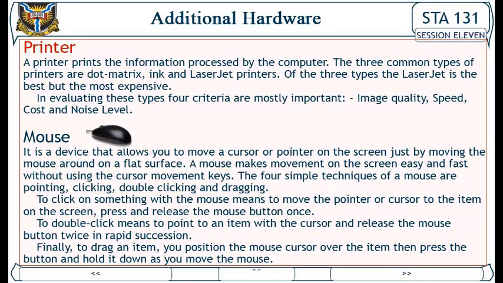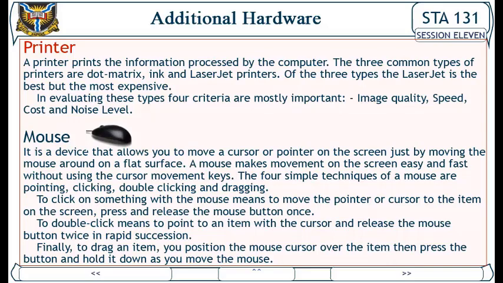Additional hardware. Printer. A printer prints the information processed by the computer. The three common types of printers are dot matrix, ink, and laserjet printers. Of the three types, the laserjet is the best but the most expensive. In evaluating these types, four criteria are mostly important: image quality, speed, cost, and noise level.